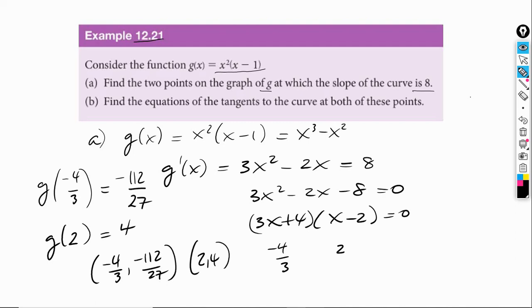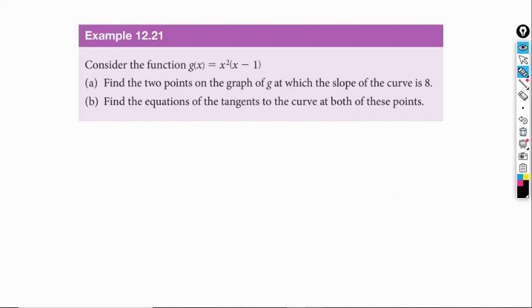Okay, so those would be the 2 coordinates, or the 2 points on the graph at which the slope is equal to 8. So for part B, they want us to find the equations of the tangents at those 2 points. All right, so let's get rid of this. And let's start with B.